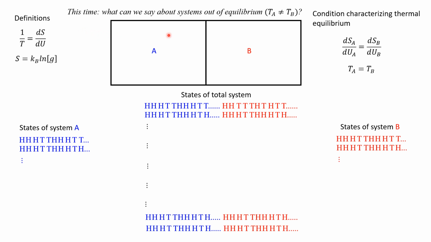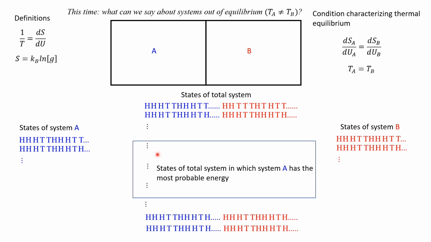This time we're going to consider the same situation as before, a system A in thermal contact with a system B and the total system isolated from the universe. But now we're going to take a look at what we can say when the two systems are not in equilibrium, when they are out of equilibrium.